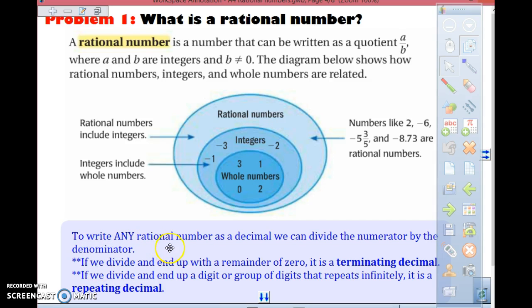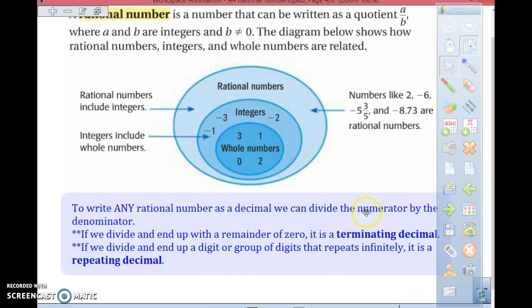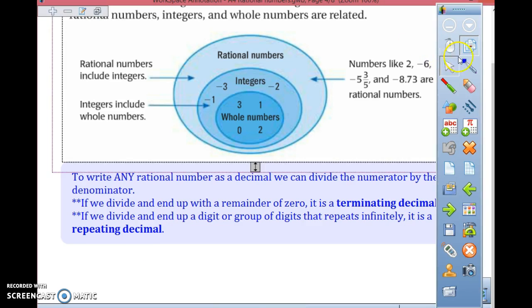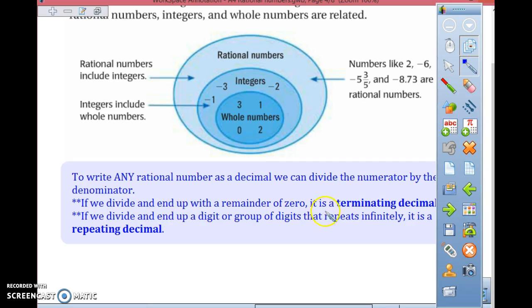To write any rational number as a decimal, we can divide the numerator by the denominator. If we divide and end up with a remainder of 0, that's called a terminating decimal. If we divide and end up with a digit or group of digits that repeats infinitely, then it is a repeating decimal. So a terminating decimal would be something like 0.5.